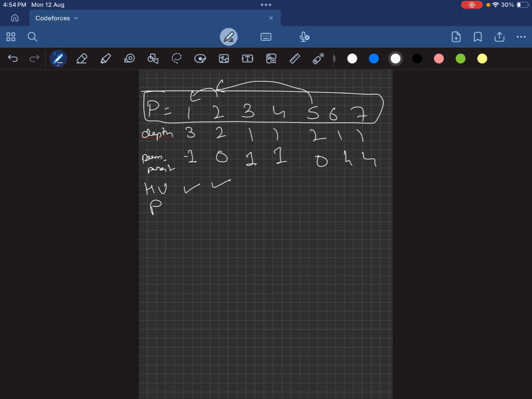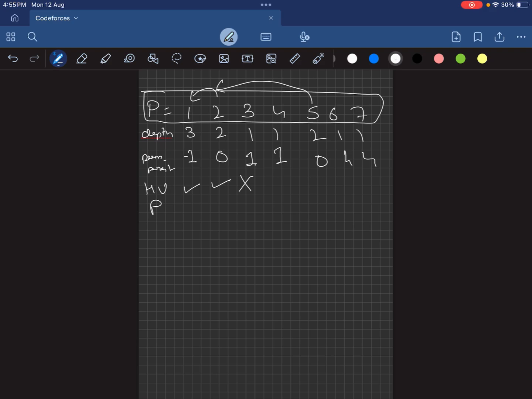Look at 3. 3's parent is 2. So 3 can be written as 1 1, and 2 is written as 1 0. If I right shift 3 by 1 digit, we'll get 1. But 1 is not equal to 2. So 3 does not have a valid parent, and we'll cross this out.